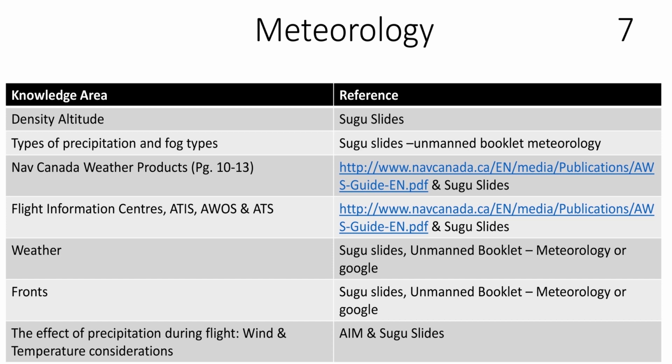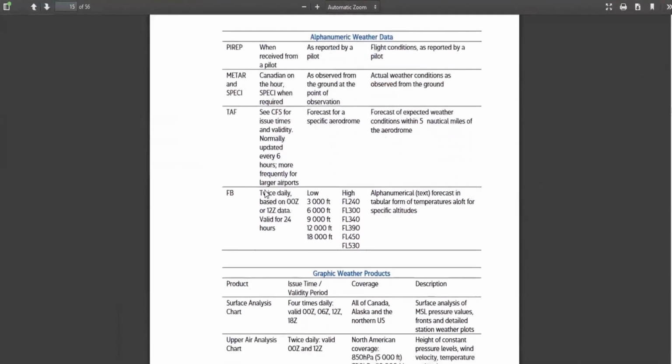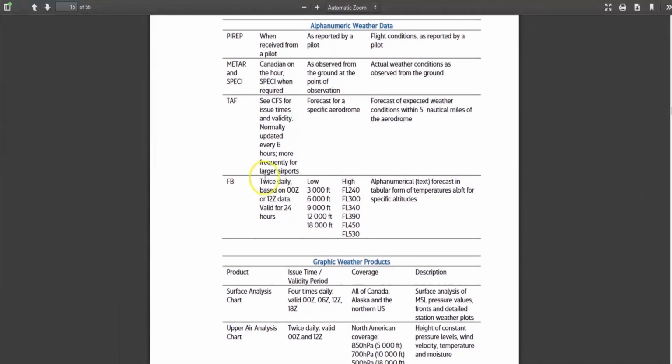temperature considerations. As mentioned previously, all the applicable study areas are located on the right. I would like to note a list of NAV Canada weather products, including METARs, TAFs, and GFAS, are found on our slides and can be found in the following NAV Canada web link.